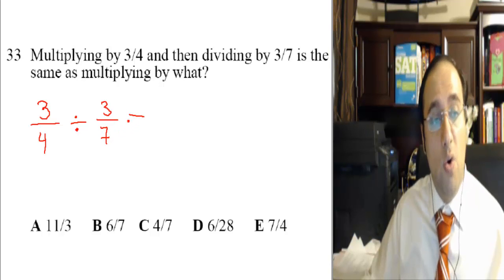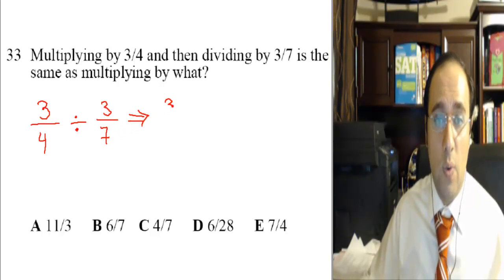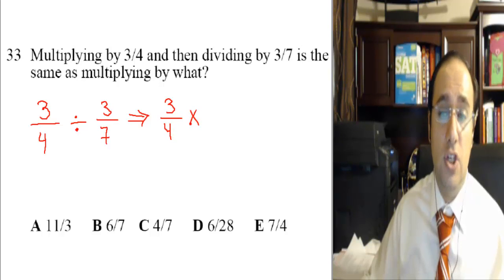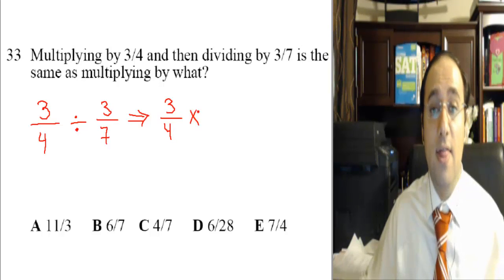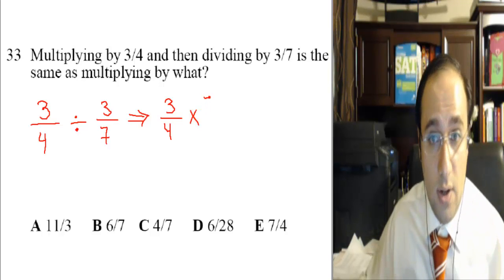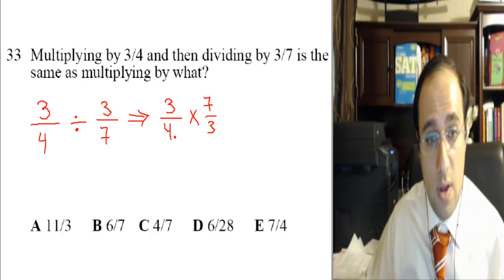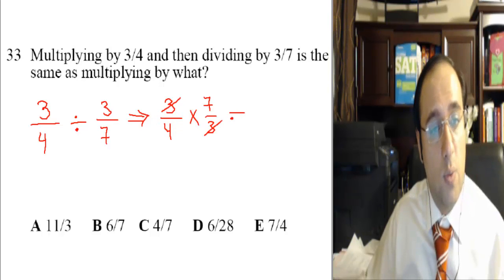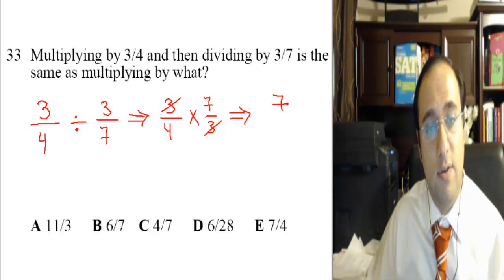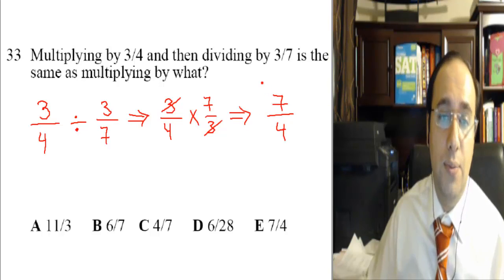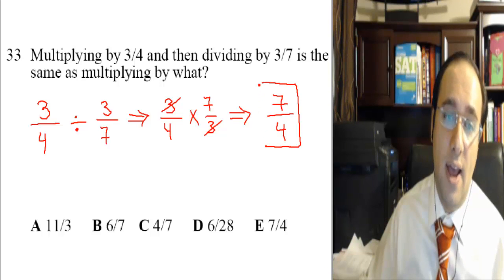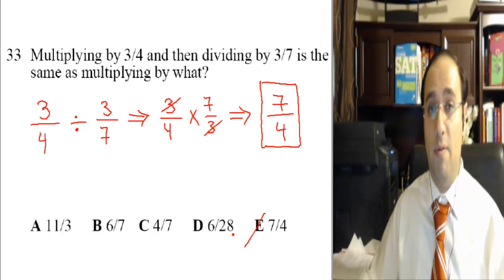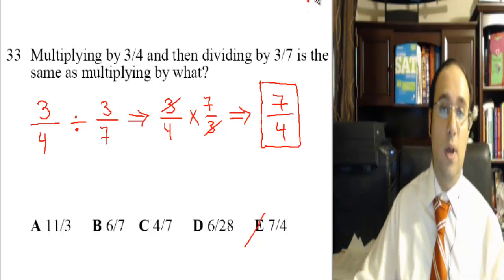Now divide that number, which is 3/4, by 3/7. Remember, guys, when we divide fractions, we write the first one as it is, 3/4. Then we change division to multiplication, so times. Then we get the reciprocal of the second one, 7/3. Now, the 3 and the 3 cancel out, so what we're left with here is 7/4. So multiplying by 3/4, then dividing by 3/7 is the same as just multiplying by 7/4 from the very beginning. Okay?